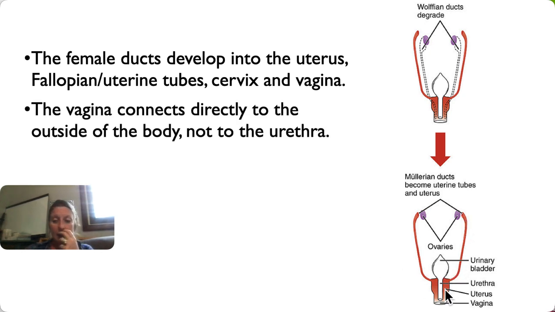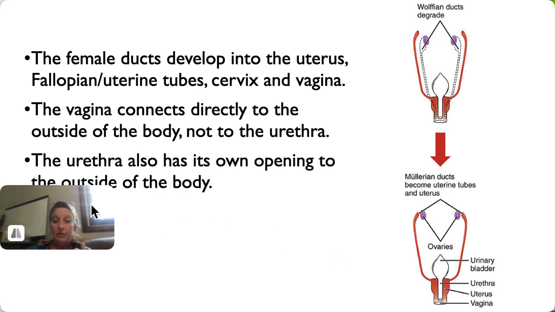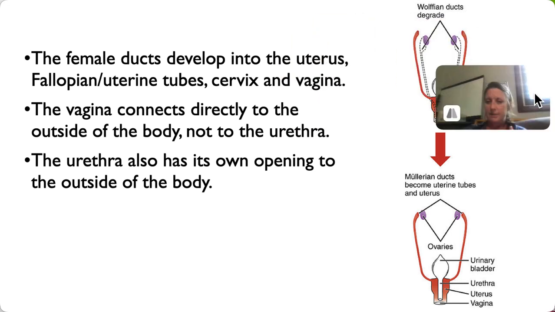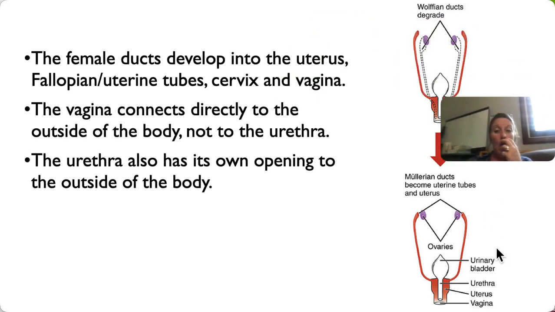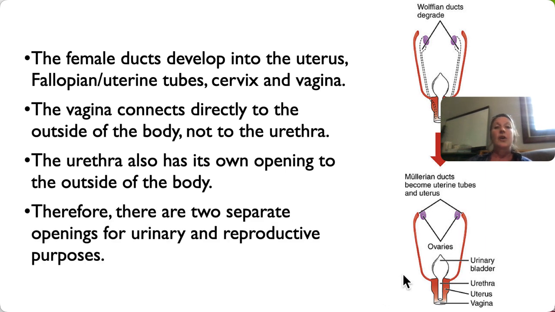The vagina, which you can see here, connects directly to the outside of the body. It doesn't join together with the urethra like we saw in males. The urethra also, I don't know where to put this picture, the urethra also connects directly to the outside of the body. And so in females, there are two separate openings for urinary and reproductive purposes.